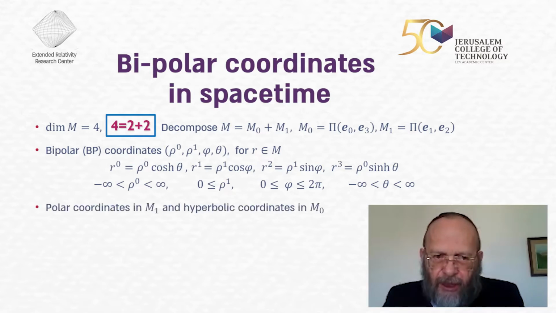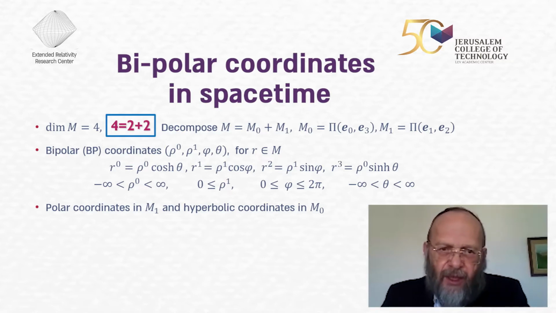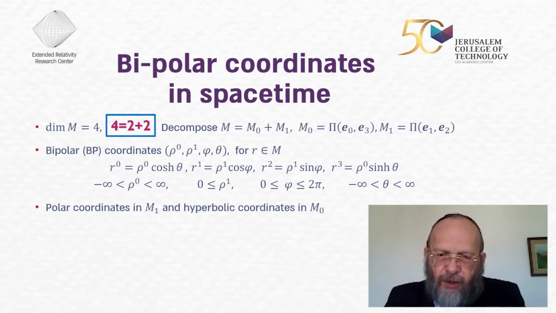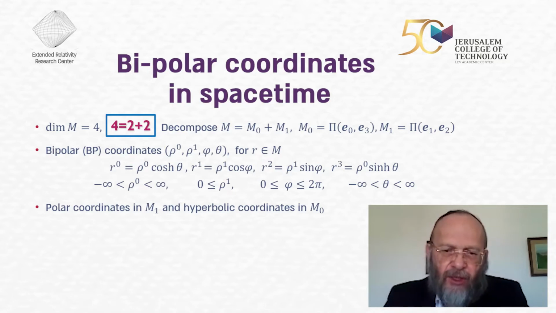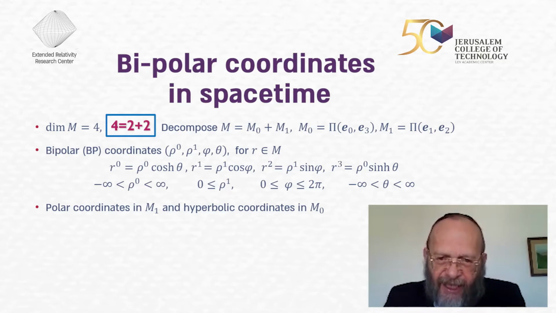You took, in M1, XY plane, or R1, R2, you use regular polar coordinates that we are used to. Rho1 cos phi, rho1 sin phi, rho1 is larger or equal to 0, phi is from 0 to 2 pi. In the plane M0, we use hyperbolic coordinates, where we use the same thing, cosh theta and sinh theta. You saw those things when we have, for instance, Lorentz transformation. Those are the elements of the time vectors.